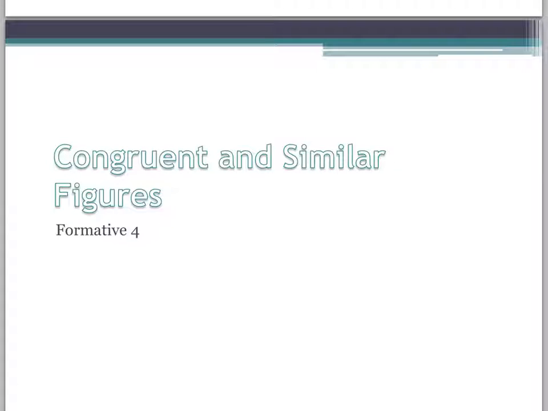Okay, so we're going to take care of formative 4 before we do formative 3. Just makes sense the way the tests are cut up, since there's two halves to the test. So here you go, vocab for formative 4.